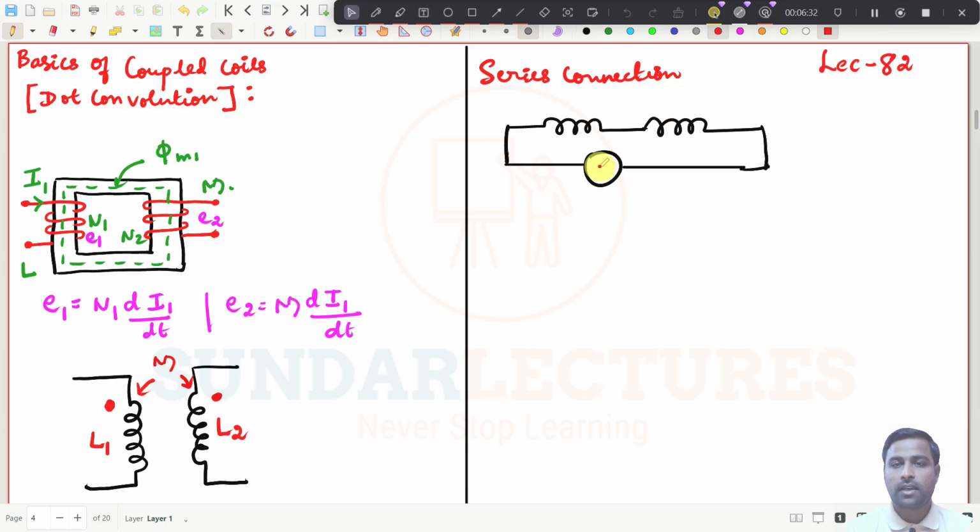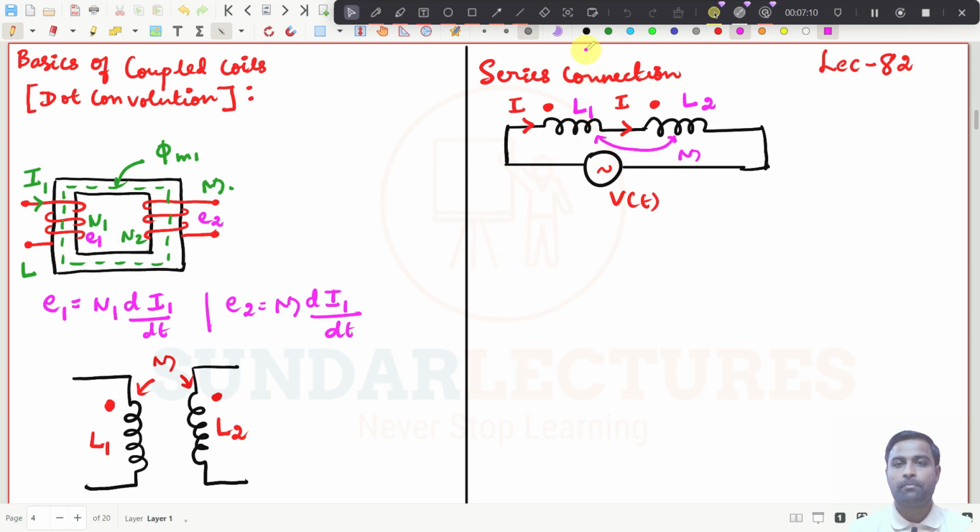This is excited with V of t. So this is now a dot, and this is now a dot. If this current is I, then obviously this current should also be I, since these coils are connected in series, right? This coil will have L1 and this coil will have L2, since both coils are excited with the current. Because the two coils are coupled, there will be a mutual inductance. That is the whole point.